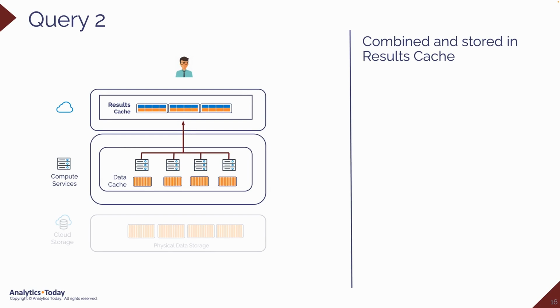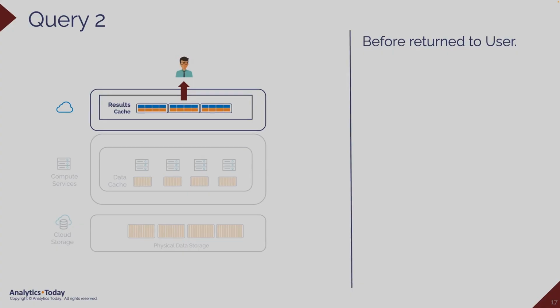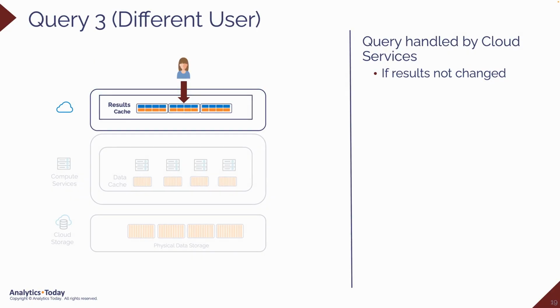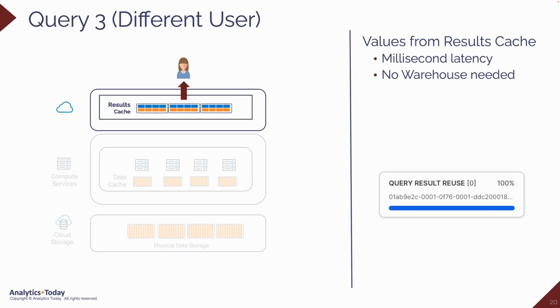The results are likely to be much smaller than the full set of data, especially because most queries on Snowflake tend to aggregate or summarize the data. That data is returned to the end user, but it remains in the results cache. This means that if the exact same query is executed within 24 hours by any user on the entire account, provided the results have not changed, those results will be serviced from the results cache. Your query profile will show query results reuse. There's no warehouse needed, and you'll get millisecond latency.